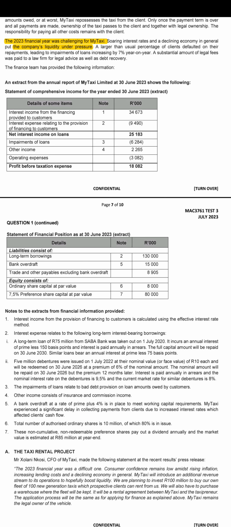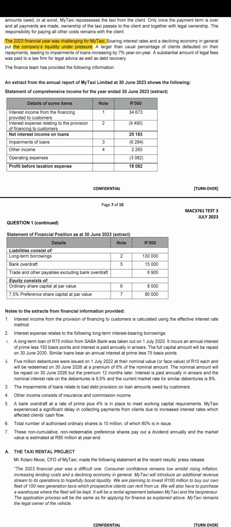Then the impairments of our loans. The additional information tells us that the impairments of loans relate to the bad debts provision on your loan amounts, so that's the provision for bad debts which we've created. From the way it's reading, it doesn't sound like the actual amount of debt that we've written off, but I stand to be corrected on that. This is how I'm reading it.